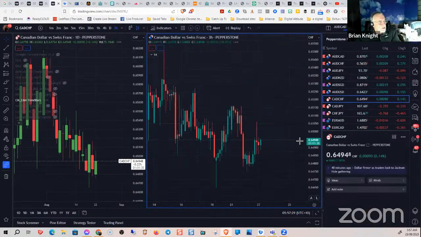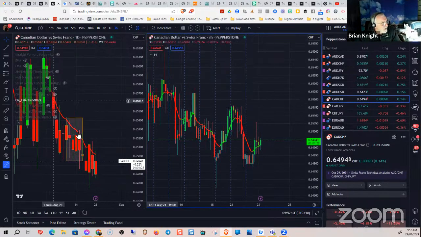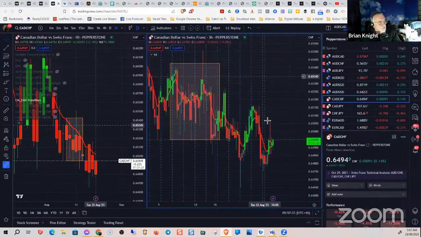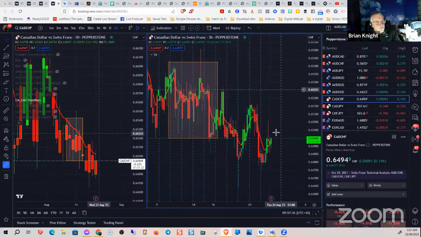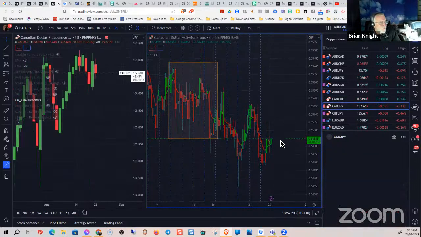Then CAD CHF, again, it's in the sell. I'm not trading this, even though it could be a good pair. It's not one that I've added. CAD-JPY.